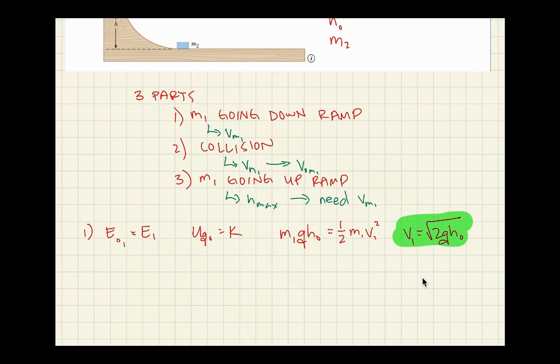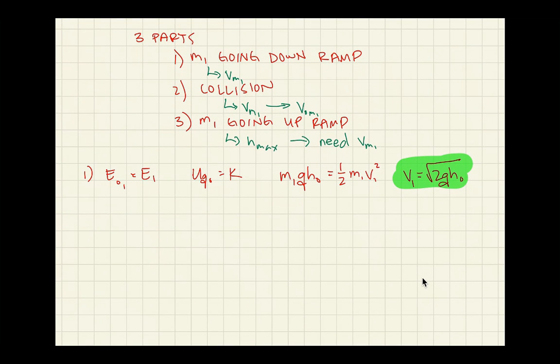Part 1 done. Moving on to part 2, that final velocity from part 1 becomes the initial velocity of M1 for part 2. And in part 2, we have this perfectly elastic collision.